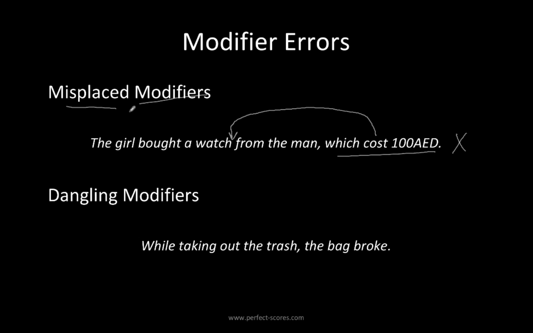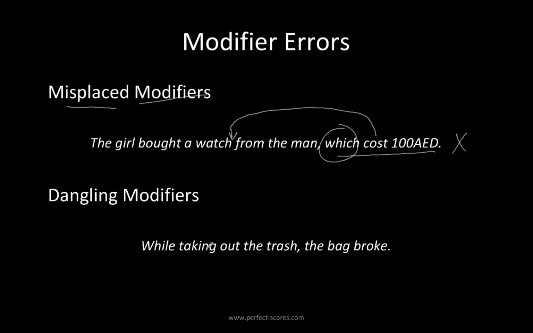All right, so that is an error of a misplaced modifier. So you need to correct the placement. And remember, whenever you have a which, the which and the phrase that follows it should refer to the noun just before it. That's why we want to put it next to the watch. The second common modifier error is that of dangling modifiers.